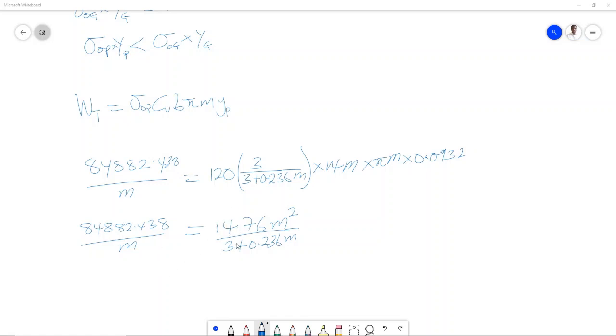Okay, so from this point, we can just cross multiply and we derive some cubic equation from this. If you multiply this side by M and divide by that, and this side comes here, we are going to get 3 plus 0.236 M to be equal to, so we have this times that, that'll give you M cubed.